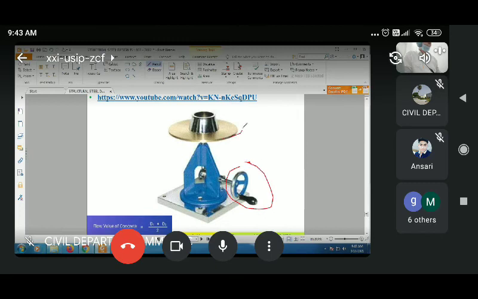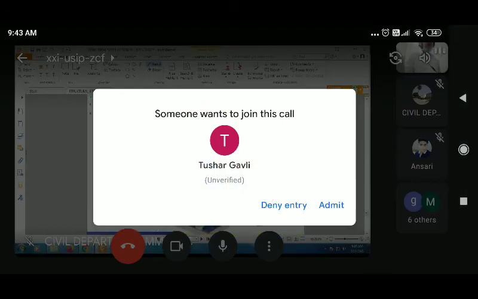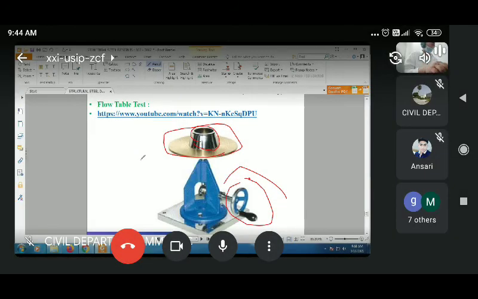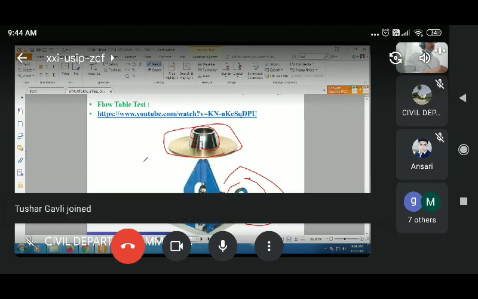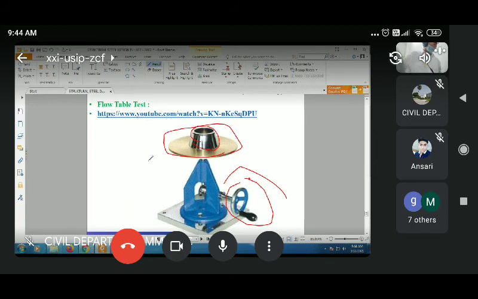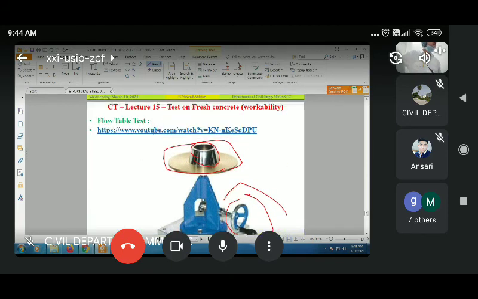So this is the plate where we can put the concrete, and this is the cone in between, and then we will provide the jolting through this knob. It will go up and down like a jolting, and this apparatus is available in our laboratory also. You can physically go and see that apparatus. Okay, so this is the flow table apparatus. We can see this video also on how to perform this test in the laboratory.